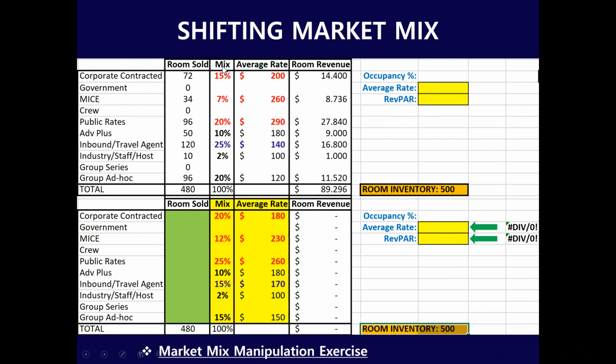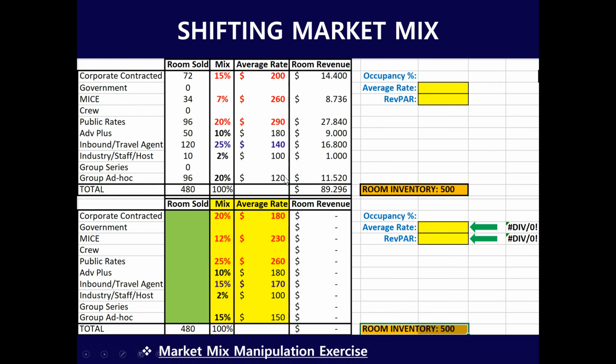And we can see that based on this current market mix, we have a different average rate per market segment, and also a different revenue contribution from each segment. So from here, what we can easily see is this hotel is a very successful hotel because the total number of rooms sold is 480 out of a total inventory of 500. So our occupancy is already maximized. It's a very high occupancy hotel. So there are very limited action plans we can take to maximize our revenue further.